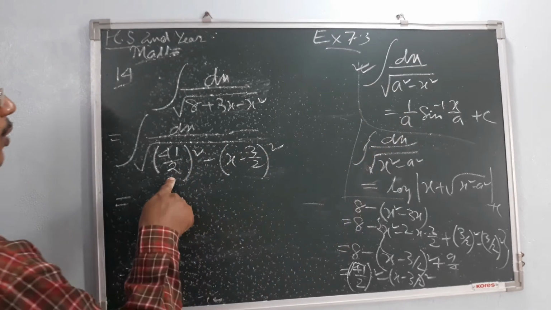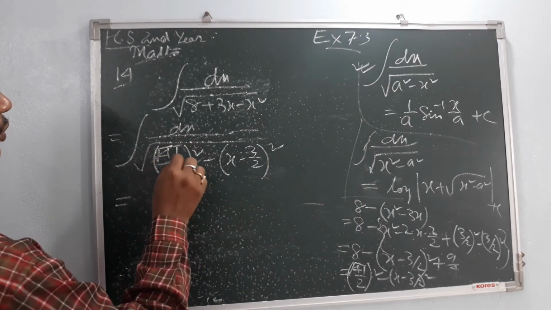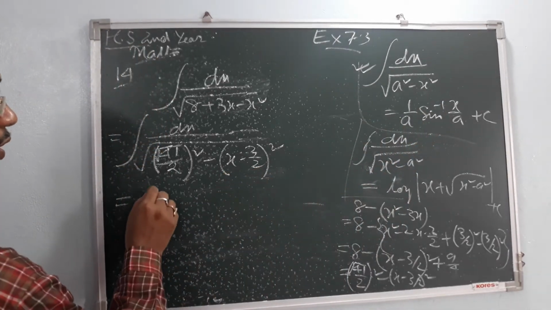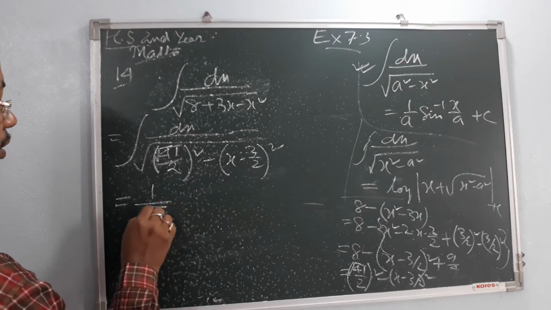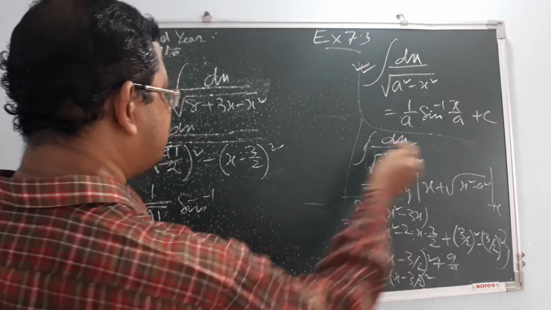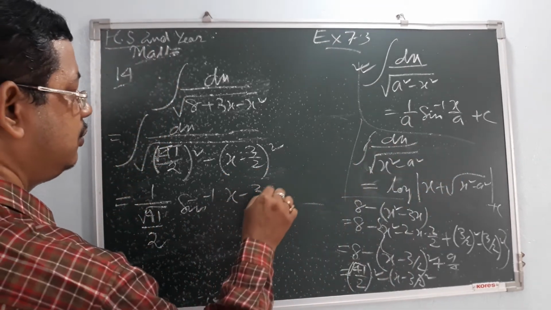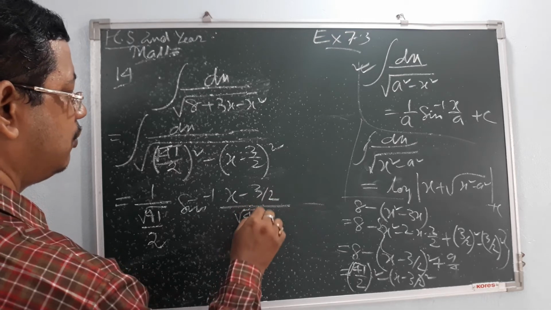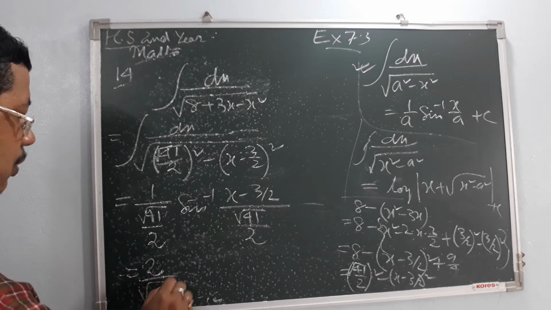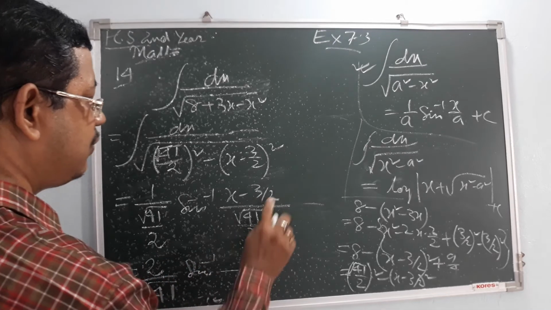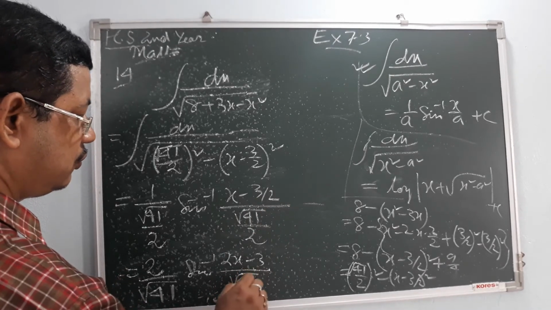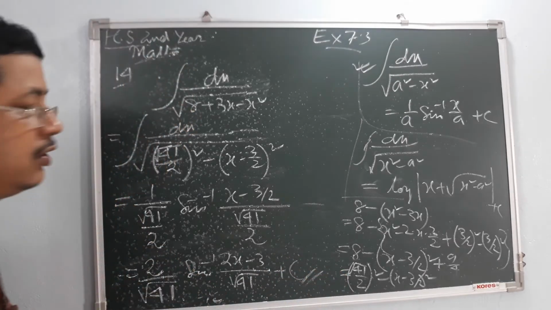a square over root 41 by 2 whole thing square, x square, x minus 3 by 2 whole thing square. So it is 1 by a, that is 1 by root 41 by 2, sine inverse x by a, x minus 3 by 2 by root 41 by 2. A little simplification if we do, then it is 2 by root 41 sine inverse. If I simplify, then it is twice x minus 3, 2 will cancel, it is root 41. Students, see this is the answer.